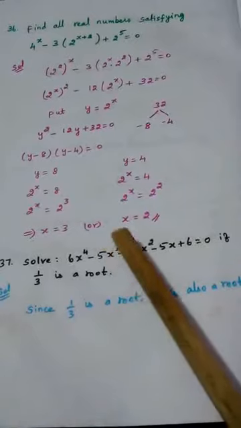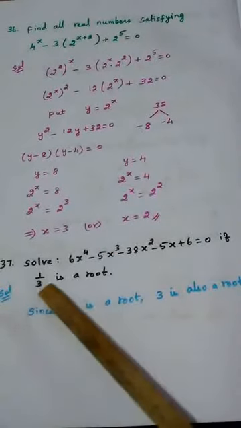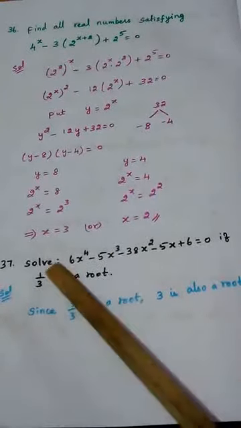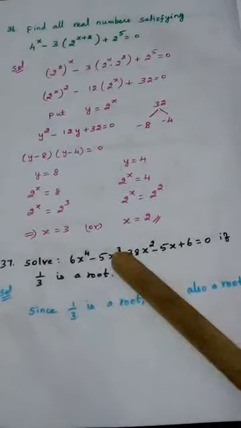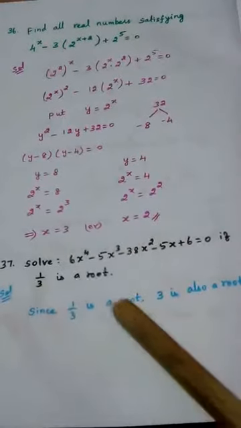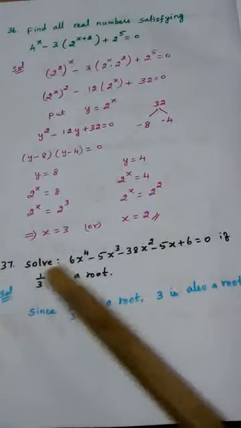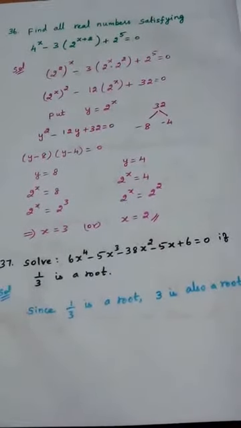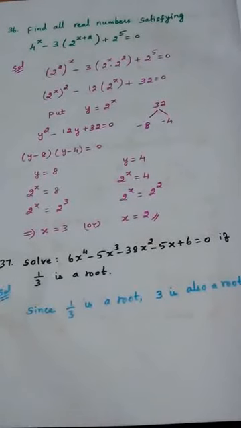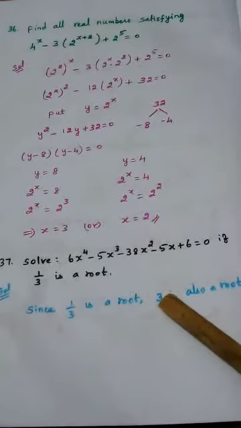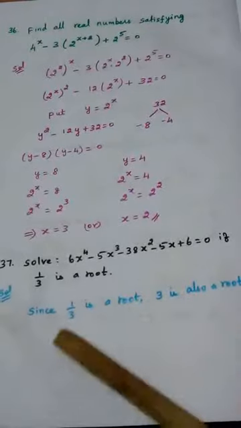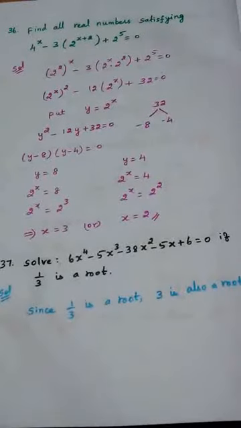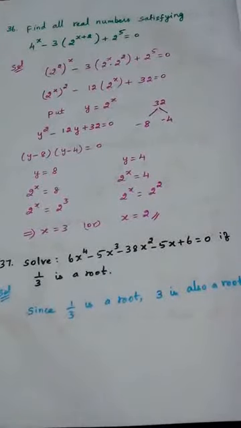Since it is a reciprocal equation, if 1 by 3 is a root, the reciprocal of 1 by 3 is also a root of this equation. So 1 by 3 is a root means the reciprocal is what? 3. Since 1 by 3 is a root, 3 is also a root of this equation. So we know two roots, one is 1 by 3 and another is 3. Out of 4, we know 2 here itself. So what will we do? We will go for synthetic division.